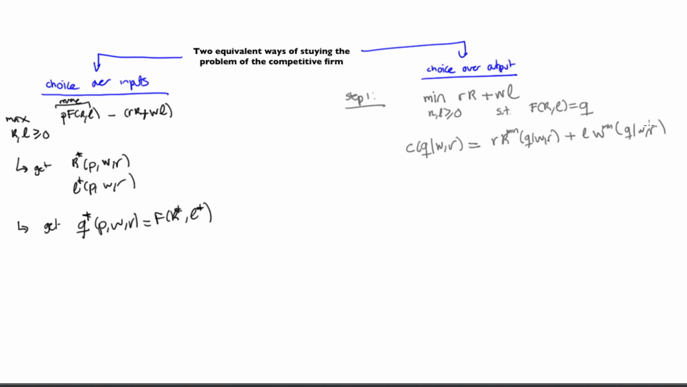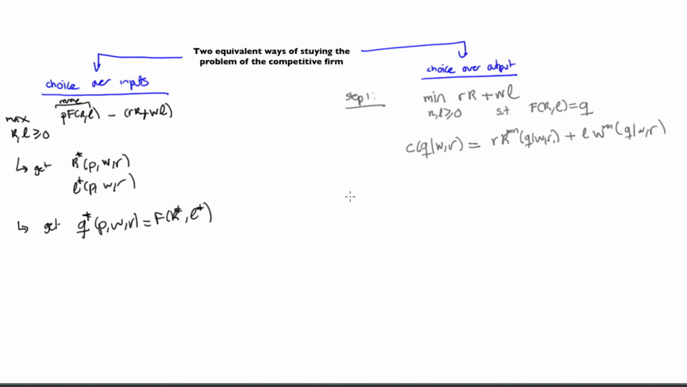Now, don't be thrown off by the notation. When you solve the problem, you get the K and the L at which cost is minimized. That's K min and L min as a function of how much you want to produce and the prices. And then the cost is what is the minimum cost. This literally is what is the minimum cost at which that production can be achieved given the prices.